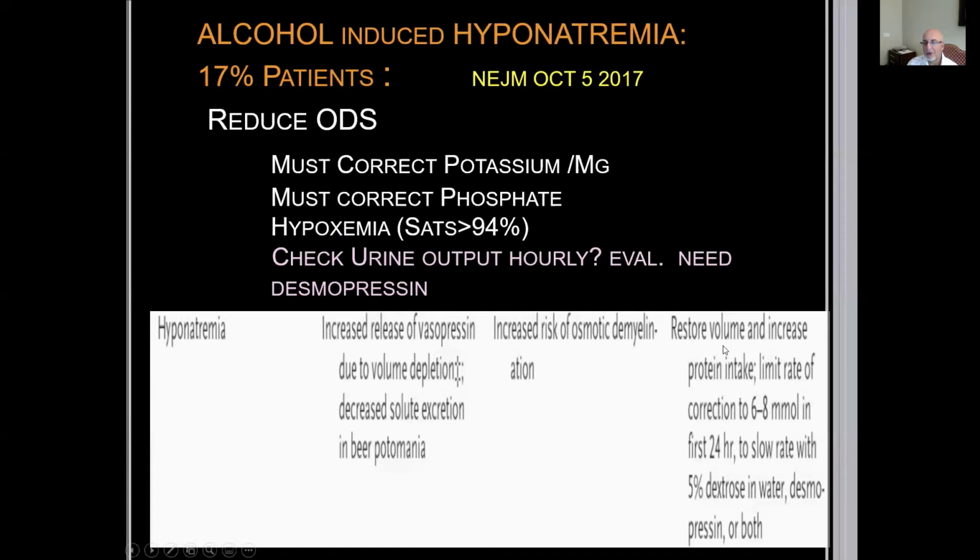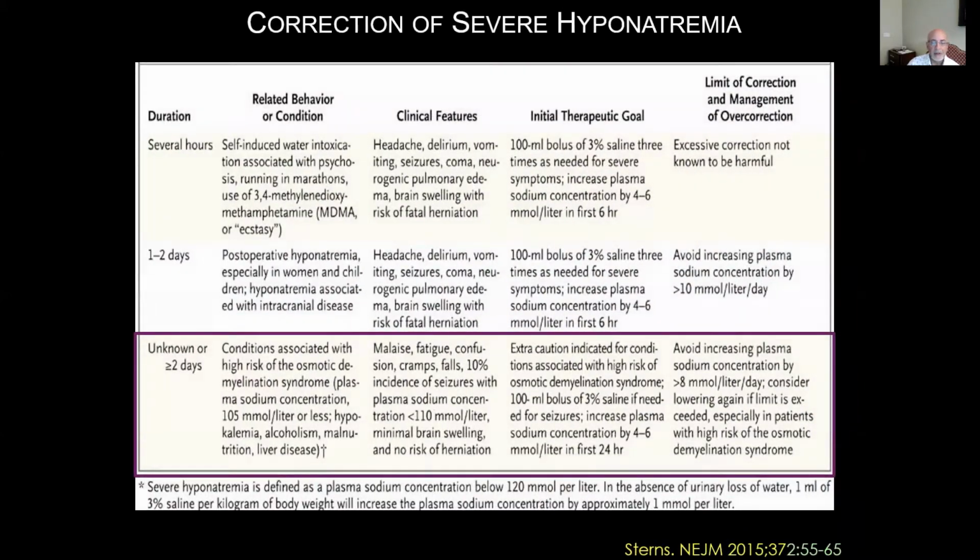And we must restore the volume and increase protein intake and limit the rate of correction of sodium to 6 to 8 in the first 24 hours. In order to slow the rate, we must introduce 5% dextrose and desmopressin, or both. This again is a review by Stearns in New England Journal of Medicine in 2015. And they have carefully reviewed correction of severe hyponatremia.